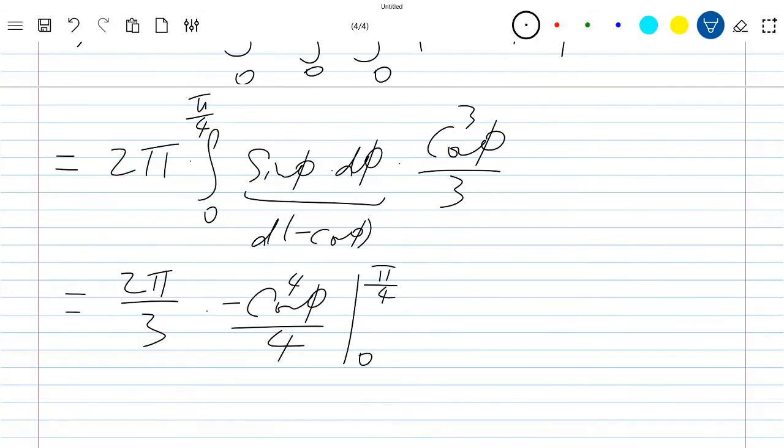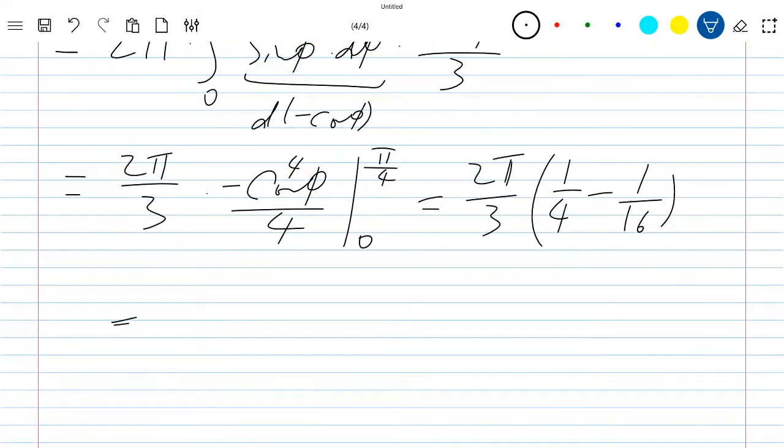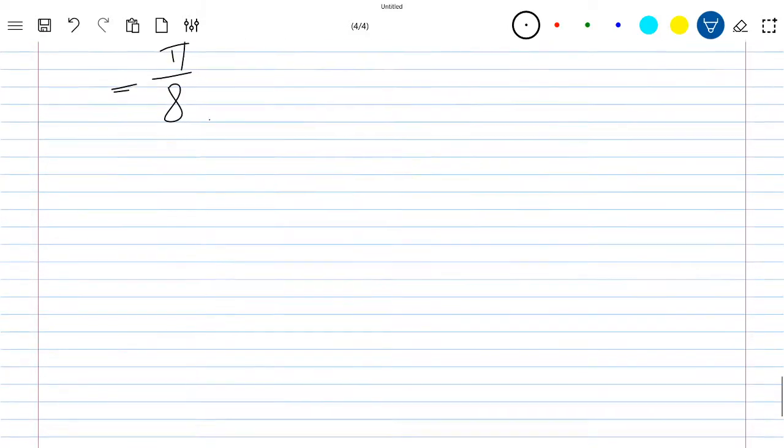Alright, then let's see the answer. So we have 2 pi over 3. And then since there's a negative sign, we can flip it. So plug in 0 first. 1/4 minus plug in pi over 4. Cosine pi over 4 is 1 over root 2. Square is 1/2. Square again is 1/4. So it's 1 over 16. And then this is 4/16 minus 1/16, so it's 3/16. And 3 cancels 3. So 2 pi over 16, which is pi over 8. Okay, that's another example. We'll have 2 more examples, then we're done.